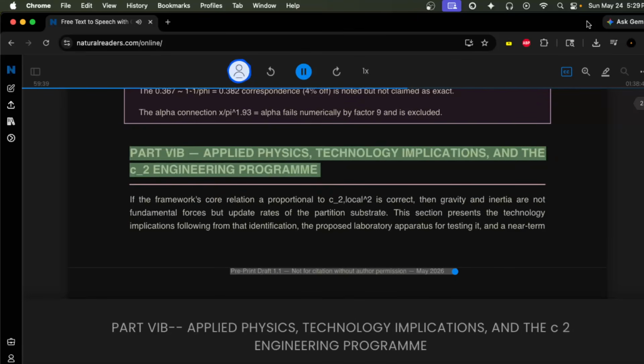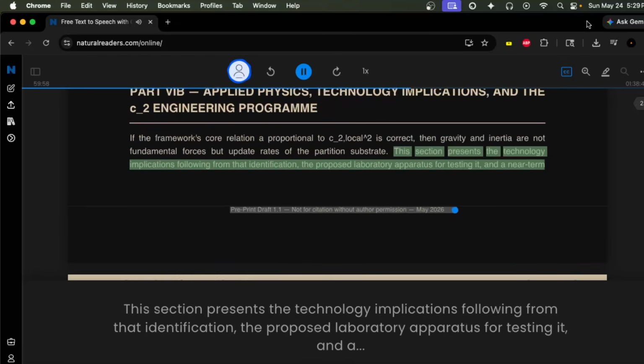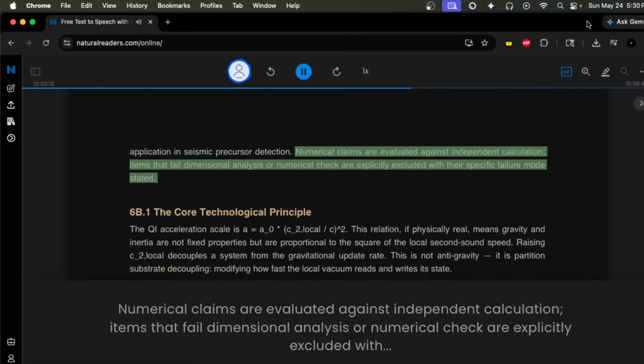Part VIB: Applied Physics, Technology Implications, and the C2 Engineering Program. If the framework's core relation, chi proportional to C2,local squared, is correct, then gravity and inertia are not fundamental forces but update rates of the partition substrate. This section presents the technology implications following from that identification, the proposed laboratory apparatus for testing it, and a near-term application in seismic precursor detection.